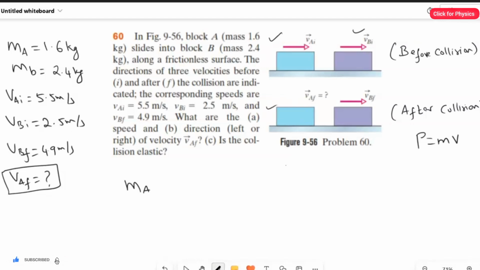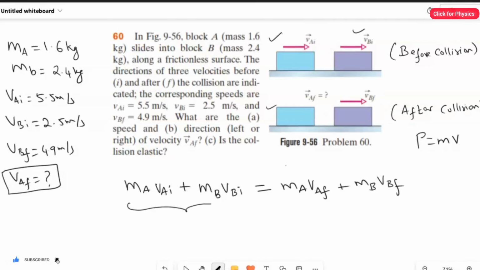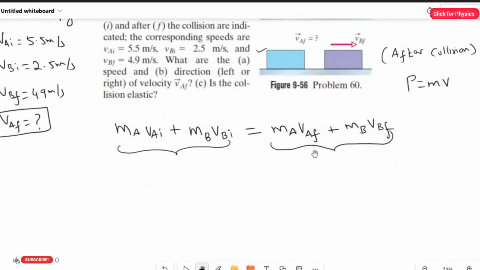So how can we write? MA multiplied by VAI plus second block momentum, MB VBI, which is equal to MA VAF plus MB VBF. So this is before collision, this one is after collision. Clear? Now we have to find the answer for VAF.